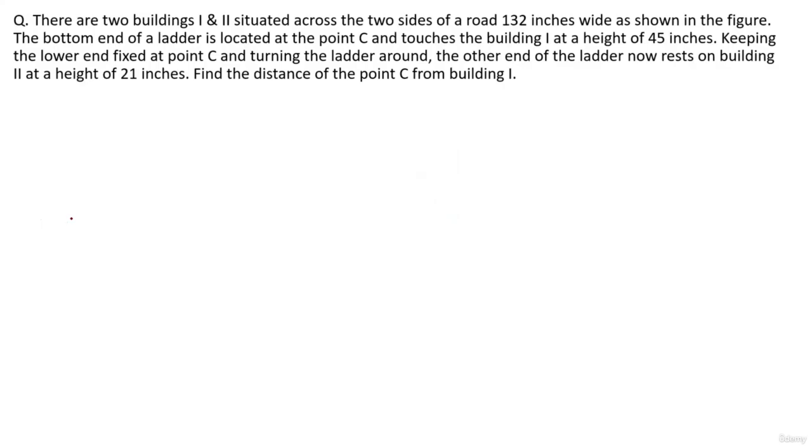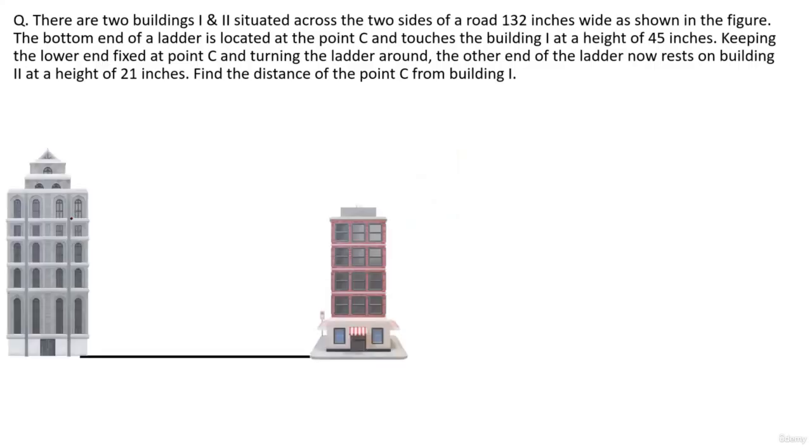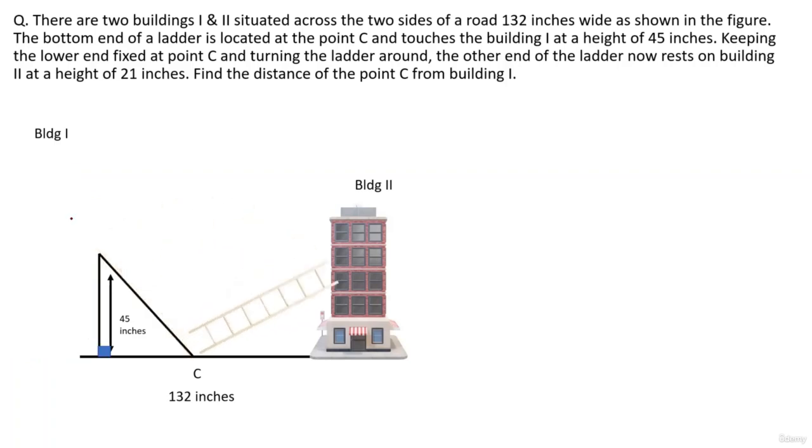There are two buildings, 1 and 2, situated across two sides of a road, 132 inches wide as shown in the figure. This is the figure which we need to study. The bottom end of a ladder is located at the point C and touches the building 1 at a height of 45 inches. Now keeping the lower end fixed at point C and turning the ladder around, the other end of the ladder now rests on the building 2 at a height of 21 inches. Find the distance of the point C from the building. This is the question.